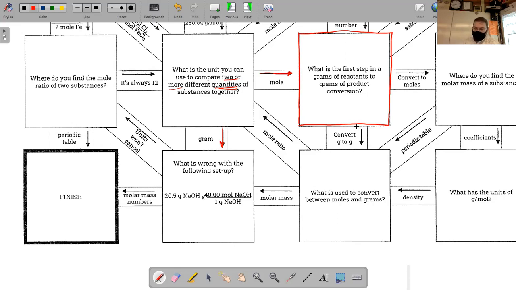So what's the first step in grams of a reactant to grams of product? So in other words, maybe you have a chemical equation. Maybe it's hydrogen and oxygen making water. And maybe we know we've got 13 grams of hydrogen and we want to figure out how many grams of water we end up making. Do you take the mass of hydrogen in grams and convert to moles, or can you take the mass of hydrogen and directly convert to grams of the other chemical? Can you convert directly from grams to grams, or do you have to convert to moles first?